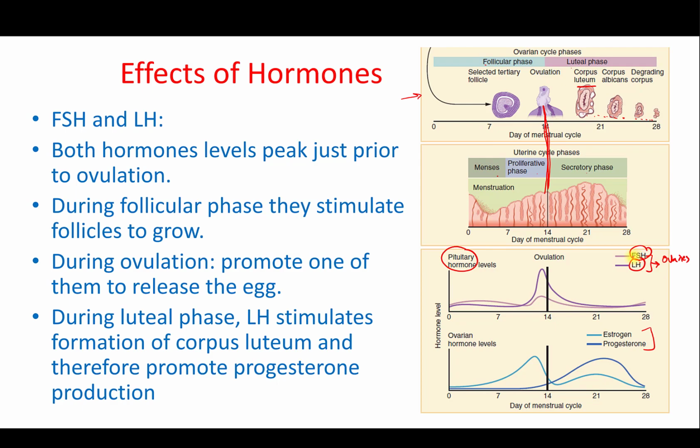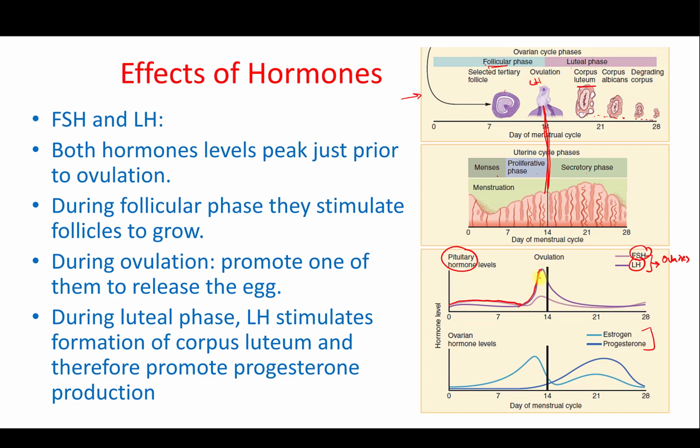FSH, from its name, is follicle stimulating hormone. So it will stimulate follicular development, and we'll see it high in the follicular phase. Whereas LH is extremely important in ovulation. It's the one responsible for ovulation, so we'll see it peak only just before ovulation.